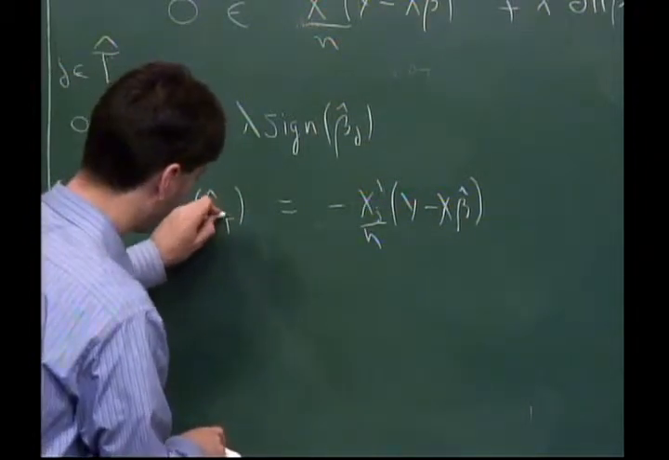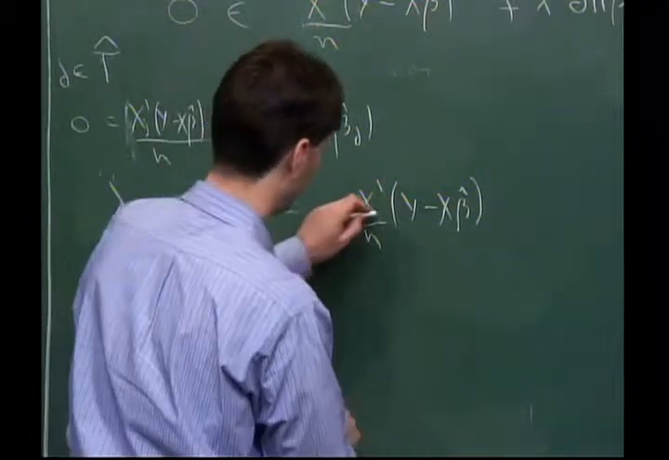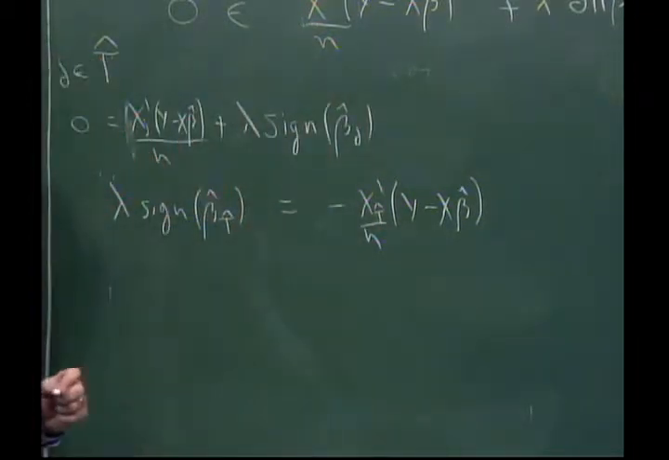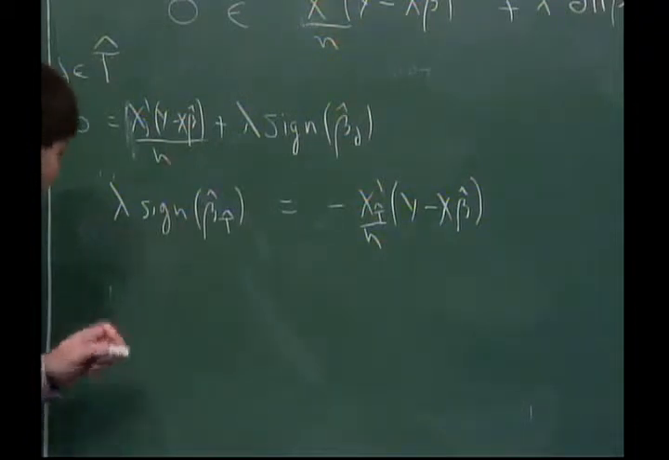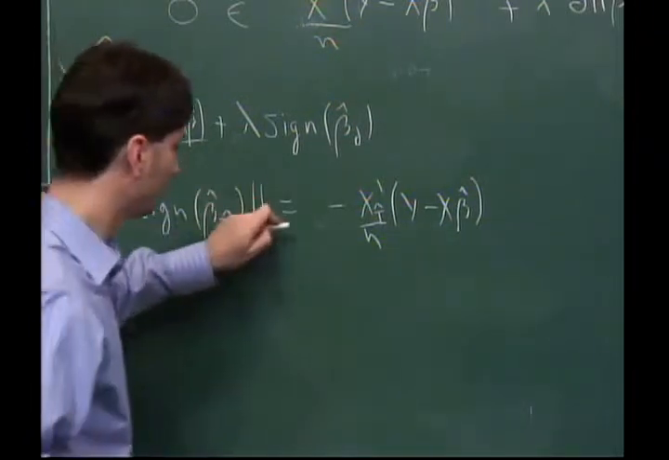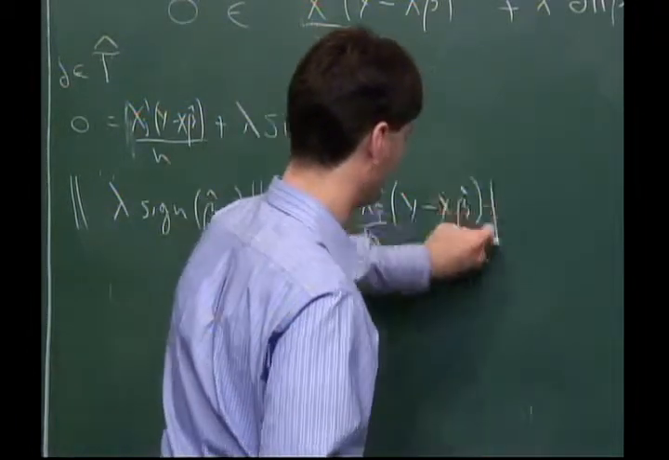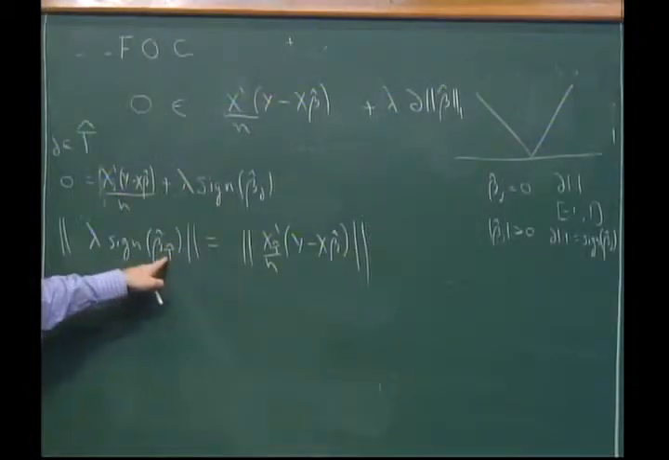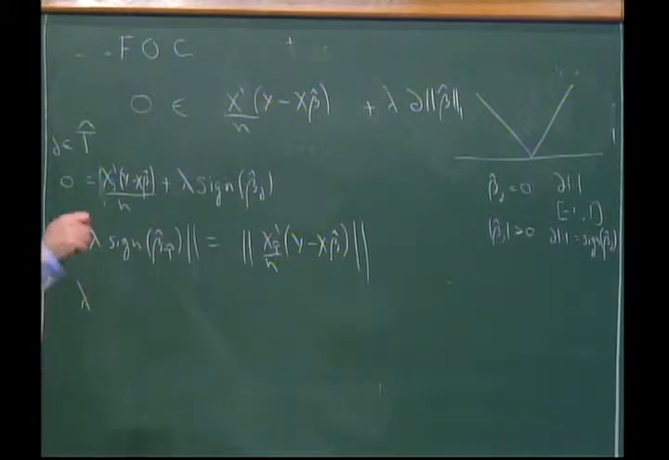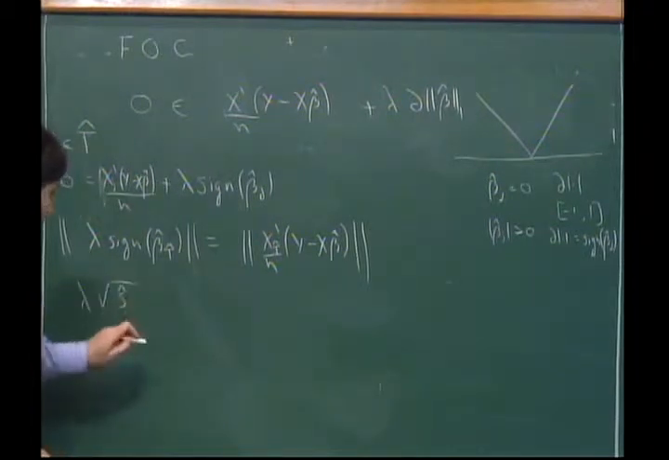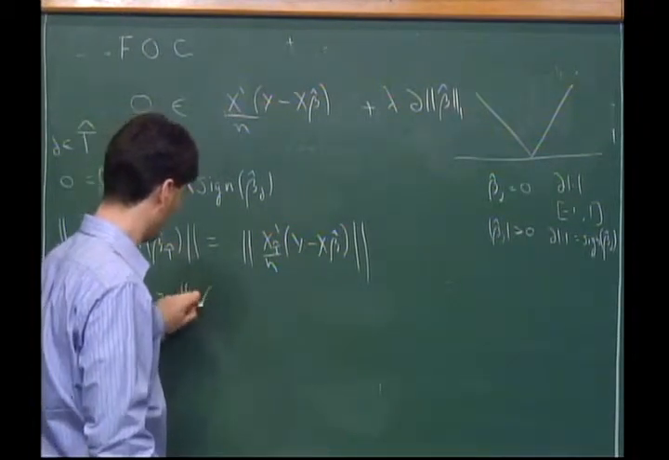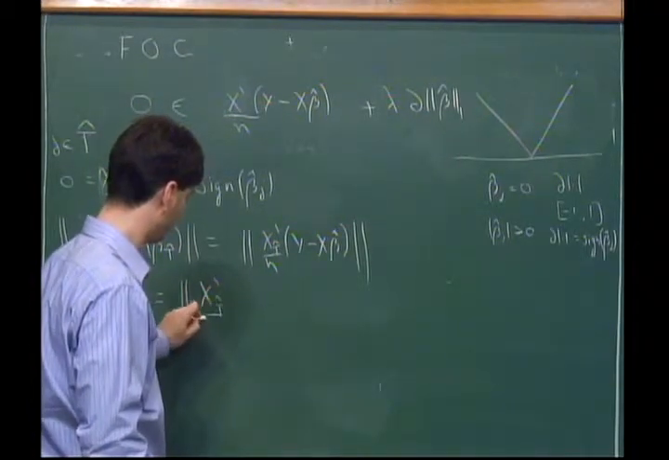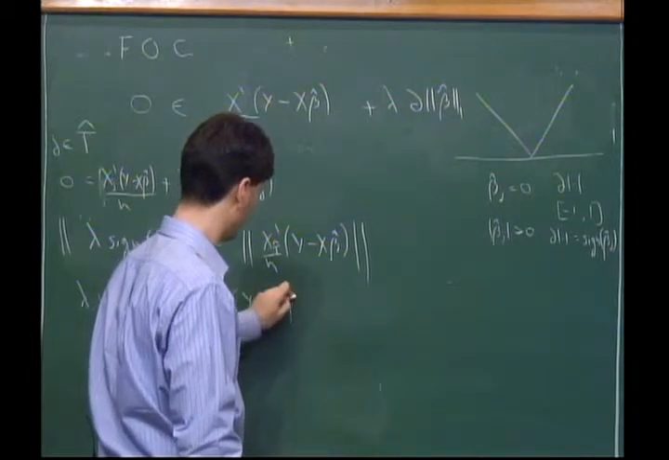And if I look at this whole support selected by Lasso, I can write this in matrix type of notation. And then I can take the L2 norm on both sides. So what I get on this side is just lambda times a vector of all ones, where the ones are precisely on the support of Lasso. That's a vector of s hat components equal to 1. That gives you the square root of s hat. And this is equal to x transpose over n (y minus x beta hat).